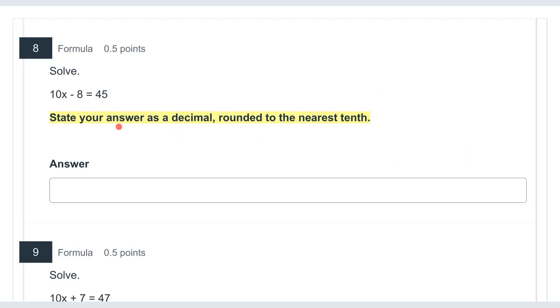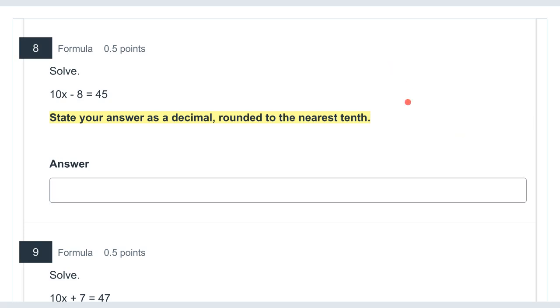Few more. 10x minus 8 equals 45. Notice that this one right here, there's an added instruction. We have to round to the nearest tenth. All right. So let's see if that comes into play here.